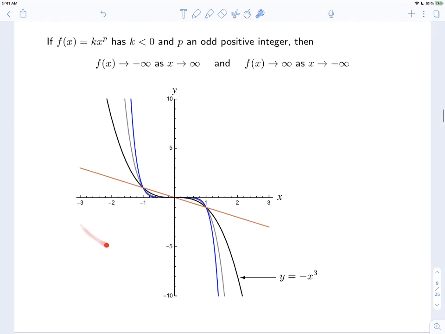In these graphs, you have the same graphs, but we've just reflected them through the x-axis. So here we're looking at f of x equals k times x to the p, where p is an odd positive integer, but now k is negative. So everything is just reflected through the x-axis. Now as x moves to the right, f of x goes to negative infinity, which you can see here, and as x goes to the left, f of x goes to positive infinity, as you can see here.